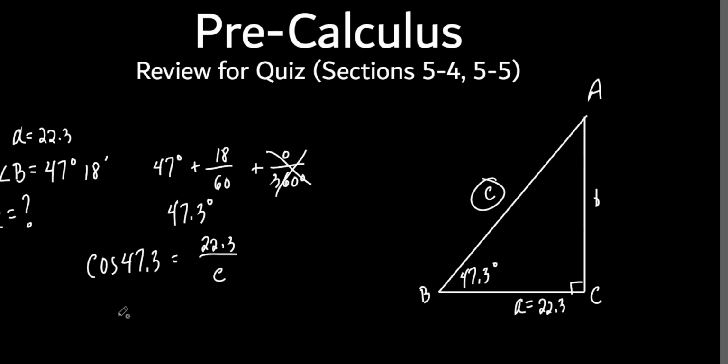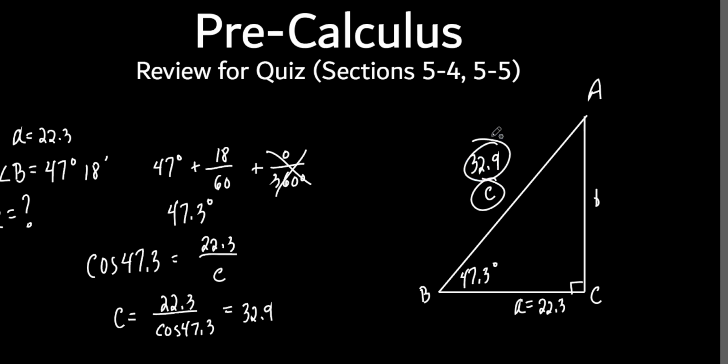Can you do this in your head now? Talk to me. C equals what? You got it. Yep, 22.3 over the cosine of 47.3. And you throw that into a calculator, and you get whatever they tell you. What was it, number 18? 32.9. Try it. Everybody make sure you know how to put that into a calculator. So that should be 32.9. That's what the book says anyway.